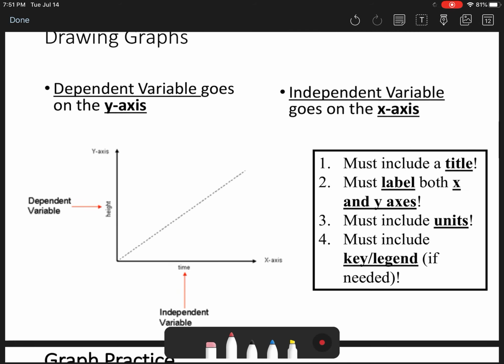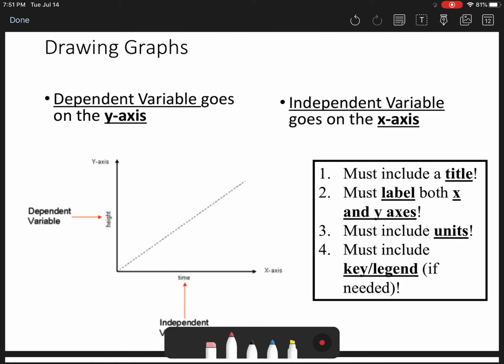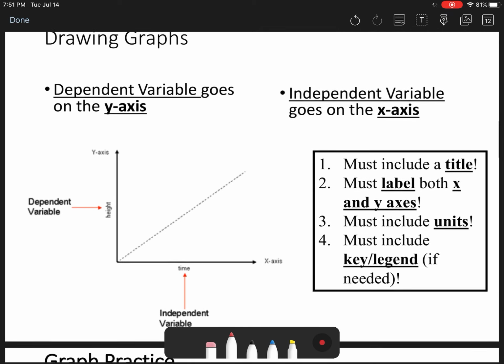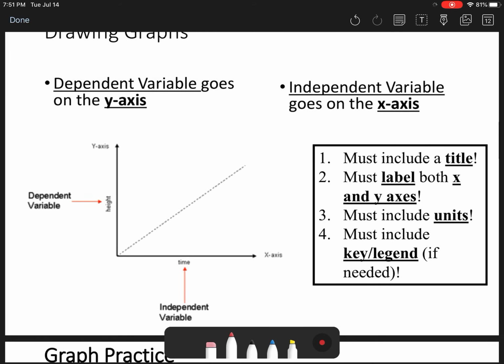So when you're drawing a graph, think back to when we did a data table. In a data table, the independent variable always goes in the first column. The dependent variable always goes in the next column or columns to the right. You also have to put your independent and dependent variables in a very specific spot on a graph. The dependent variable is always going to go here on the y-axis, and the independent variable is always going to go here on the x-axis.